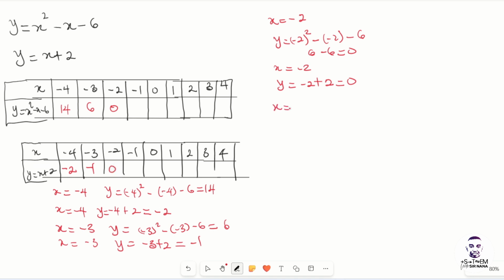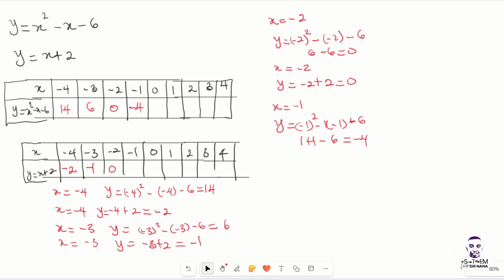Then if x is equal to negative 1, we are going to have our y equal to negative 1 all squared minus negative 1 minus 6. So you are going to have 1 plus 1 minus 6, and that should give us negative 4. So you have negative 4 here.